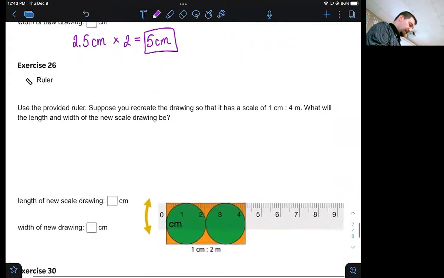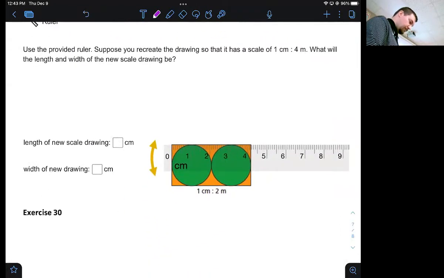Number 26. 1 centimeter is 4 meters. That's the new scale again. It's the same scale we just used, but the old scale this time has changed. So it went from 1/2 to 1/4. Does that mean it's getting bigger or smaller? It's getting smaller. 1/2 is much bigger than 1/4. So it's going to reduce the size. How many times smaller?